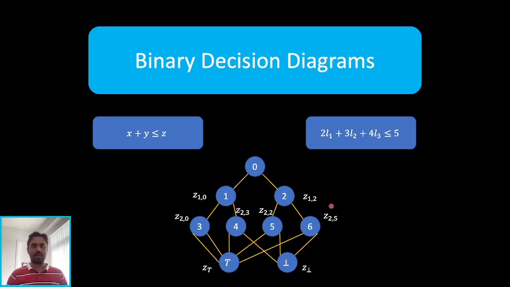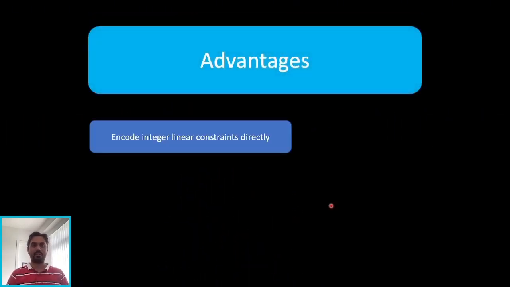Right, so what is the point of doing all this? What's the advantage of doing all this, right? So first advantage is that we can encode integer linear constraints directly. Let's say we are in the CP solver. CP solvers don't just have pseudo-Boolean constraints, they have integer variables, and therefore they can also have integer linear constraints.